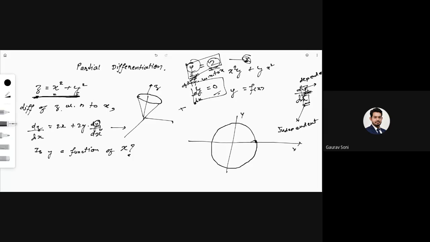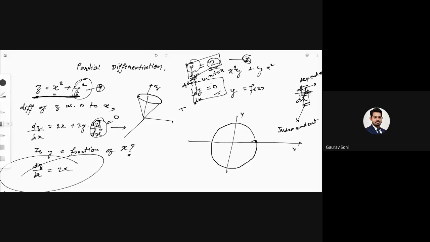Similarly, in this case, if this y does not depend on the value of x, then this term will become 0. So dz by dx is equal to 2x. Look, there is a lot of notation. But in the original equation, y is equal to z minus x square, square root over, y and x. Yes, you are saying.